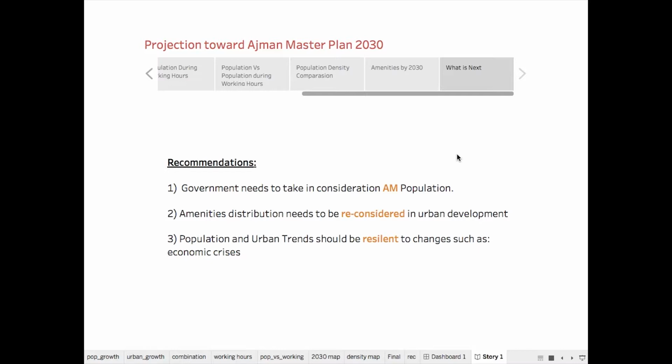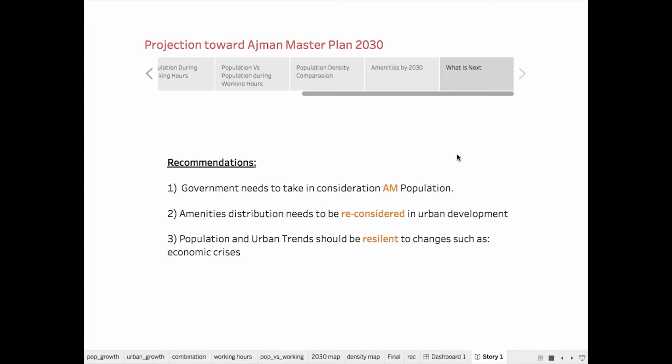So the budget and the allocation of these amenities need to be shifted or moved for the higher-density population. The urban plan should be resilient to changes such as economic crisis. So the master plan is not something fixed. It should be revisited with time.